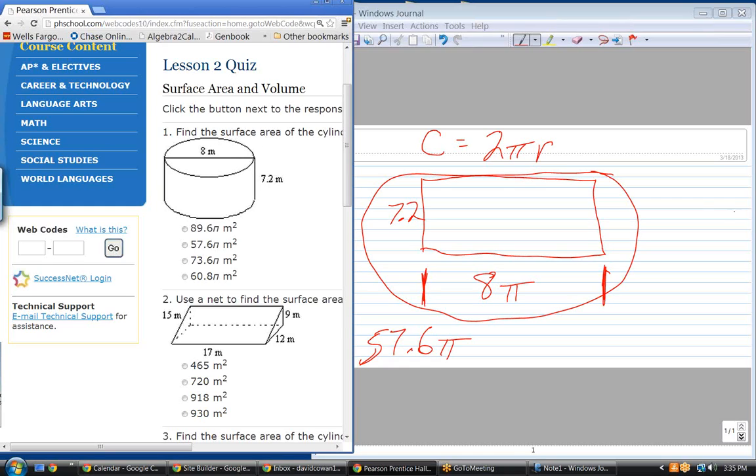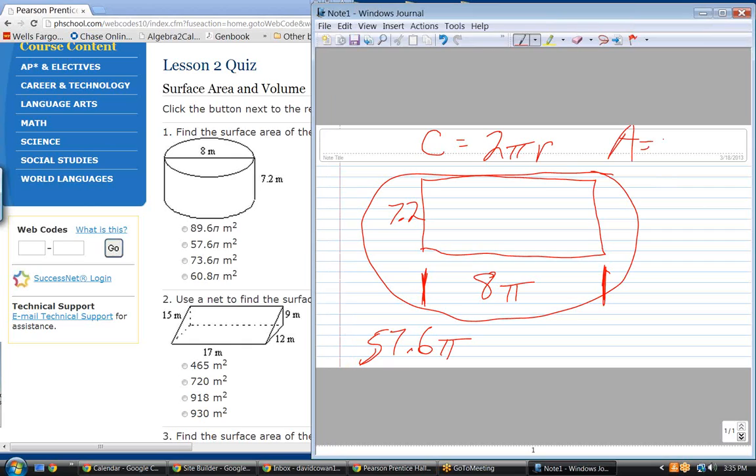So what's the area of the top? How would you find that? It would just be pi r squared. So the top circle, it'd be 64 pi. Well, it would be less because the radius is only 4. So it'd be 16 pi. And then if the bottom was included, it'd be another 16 pi. So that'd be 32 pi if they wanted us to include it. Now, the question is, is that answer on there? Yes, it is, 89.6 pi.